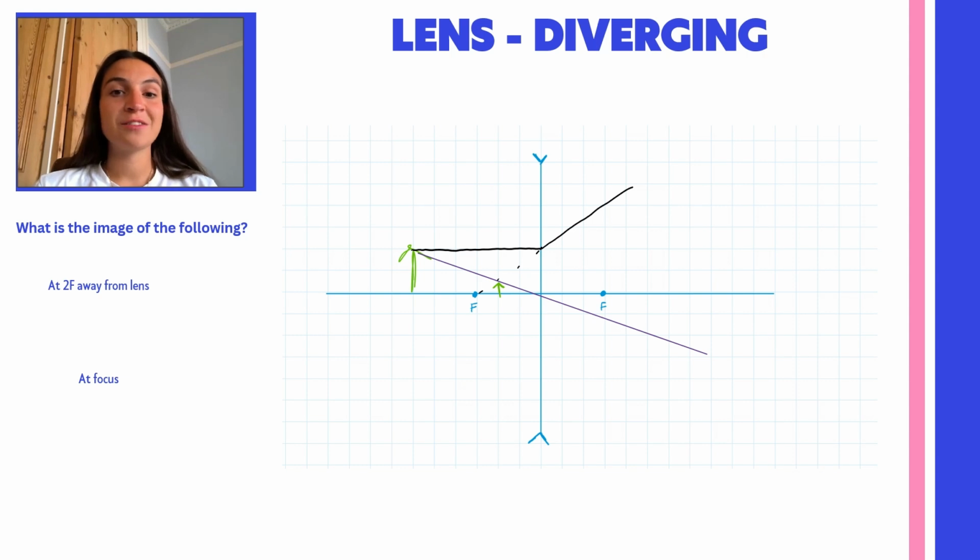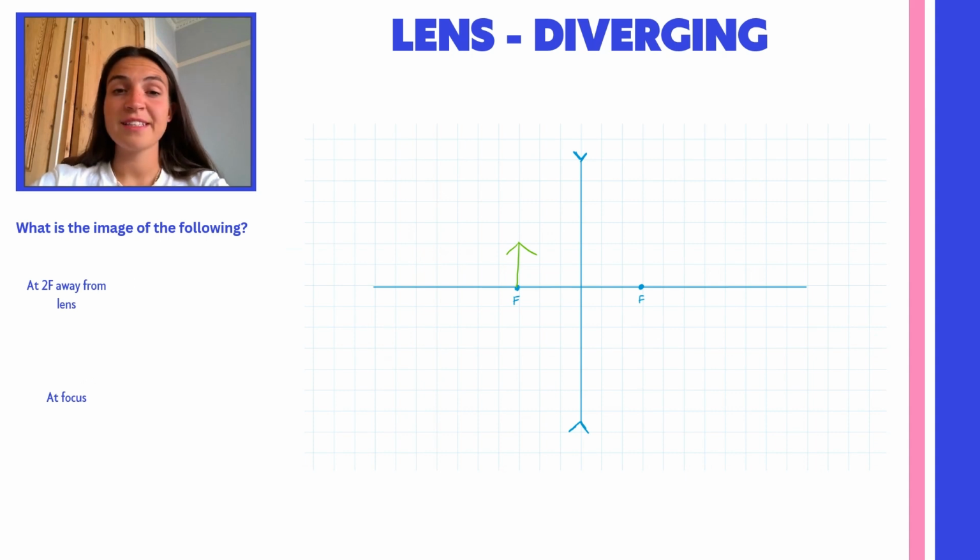So if I wanted to describe this image, it is definitely diminished, a lot smaller. It's upright this time, and it is virtual because it's not made from real light rays. There's one real light ray and one virtual light ray.